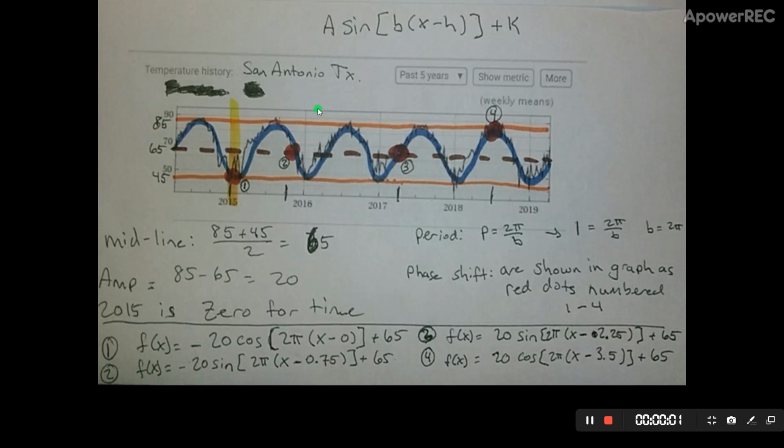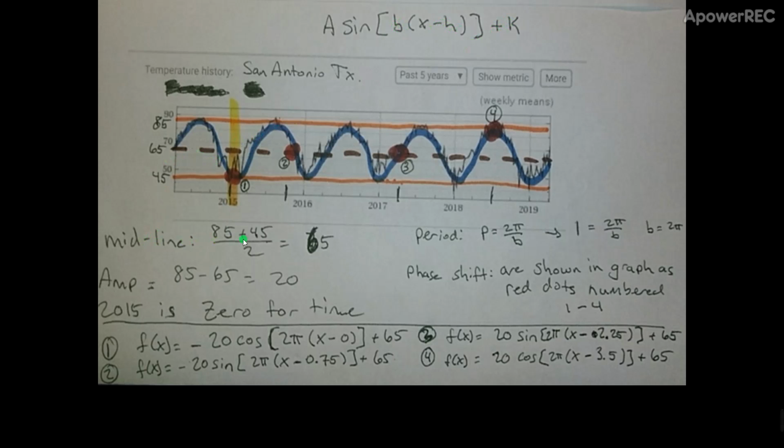Hello class. We are going to model the temperature of San Antonio, Texas for the past 5 years. So we want to recall what these values mean. A is amplitude, B comes from the period, H is our phase shift, and K is our midline shift.